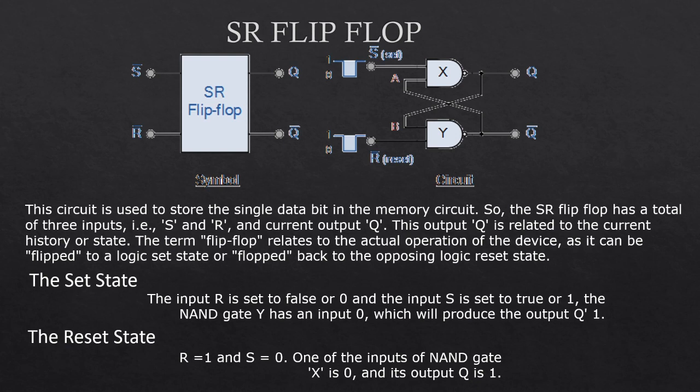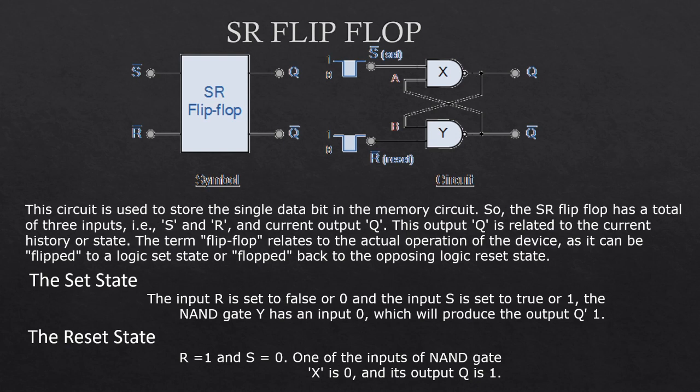In an SR flip-flop, the circuit is used to store single bit data in a memory circuit. It has a total of 3 inputs, in which S and R are 2 of the inputs, and Q is the output. This output is related to the current history or the state of the device. In the set state, the input R is set to false or 0, and the input S is set to true or 1, and NAND gate Y has an input 0.